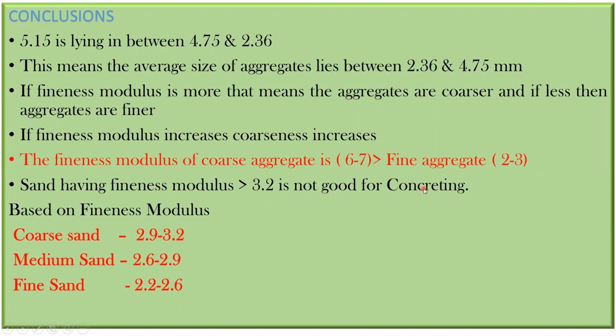Again, based on the fineness modulus, the sand, that is the fine aggregate what we have, is classified in three ways. One is fine sand, the second is called medium sand, and the third one is called coarse sand. If your fineness modulus is in between 2.2 to 2.6, then we classify that as fine sand. If my fineness modulus is in between 2.6 to 2.9, I consider that to be a medium sand. And if my fineness modulus is in between 2.9 to 3.2, I consider this to be a coarse sand.